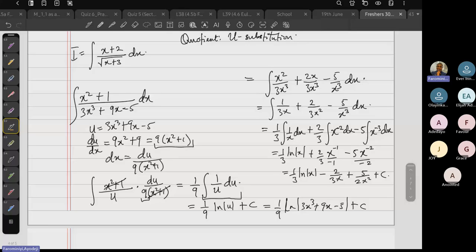So first and foremost, whether it can be simplified. Secondly, whether u substitution will work. Thirdly, whether you can use partial fractions. And another one is whether you can use trig substitution. It goes on and on like that. That is one big problem with integration.